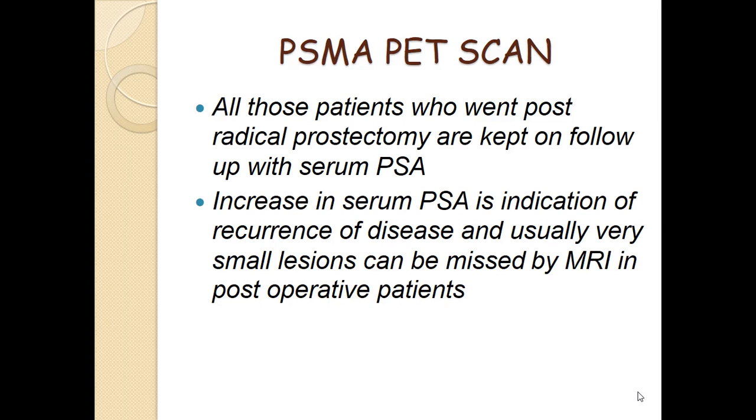All those patients who went through radical prostatectomy are kept on follow-up with serum PSA. We usually check serum PSA after 3 months, 6 months, and so on. If the PSA is increased after radical prostatectomy, there is suspicion of recurrence of the disease, and some small lesions can be missed by MRI in post-operative patients because it is difficult to differentiate between the artifact after surgery and a lesion in the MRI. So we usually go for PSMA PET scan.